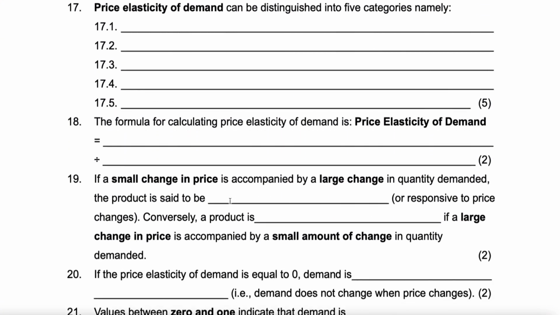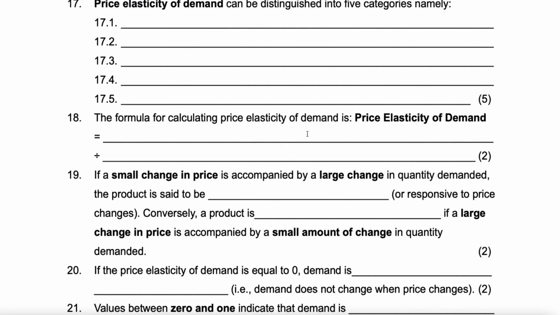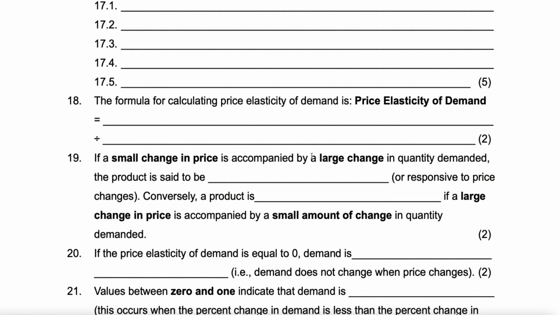Right, so the formula for calculating price elasticity of demand is: price elasticity of demand is equal to percentage change in quantity demanded divided by percentage change in price. Now, master this formula because it's more or less the same for calculating price elasticity of supply, income elasticity of demand, and also cross elasticity of demand.